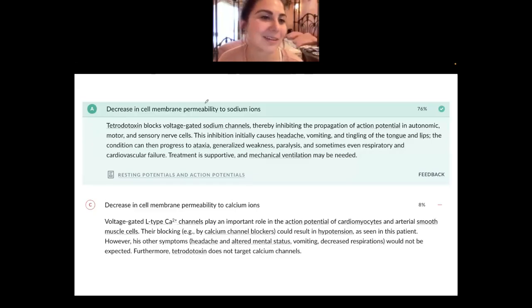It's not an actual cardiac sodium channel blocker, but if you ever see tetrodotoxin, think sodium, okay? Yeah, it's a fun fact. That's why I put it last, because I was like, oh wait, they shouldn't know this. Okay.